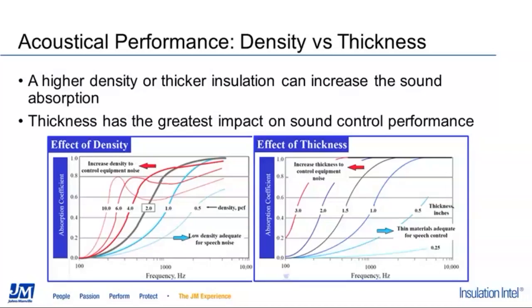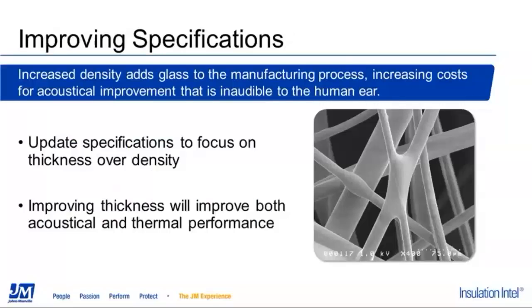However, when we look at the different thicknesses of Line Acoustic RC, it's obvious that the thickness plays a much more important, impactful role in influencing sound absorption performance, where at 1 inch, the NRC is 0.7, and at 3 inches, the NRC is 1.05. So next, we'll look at improving specifications.